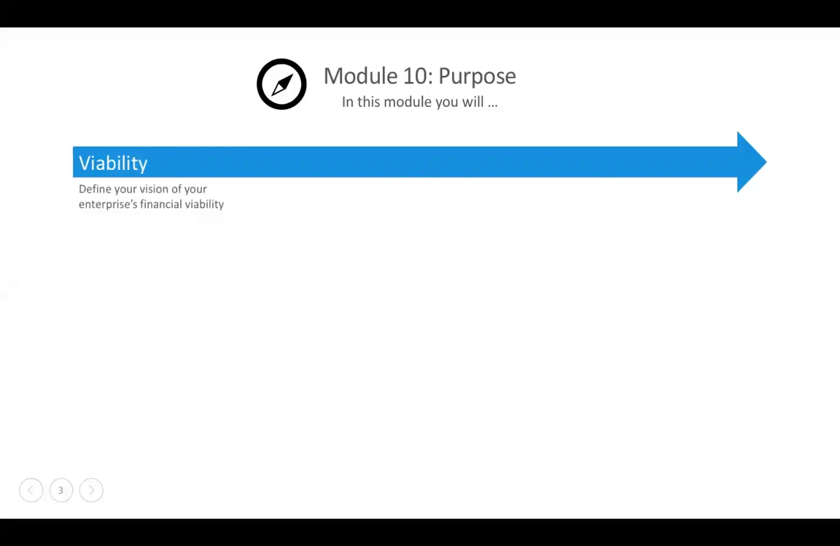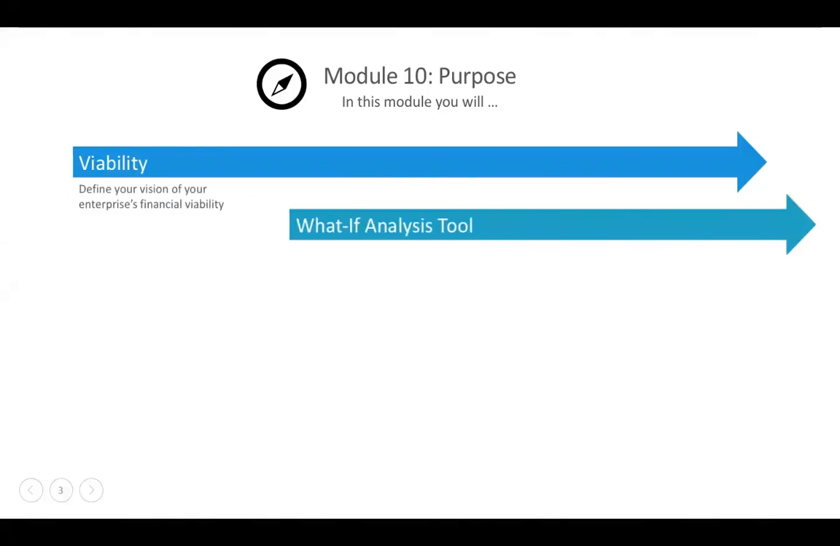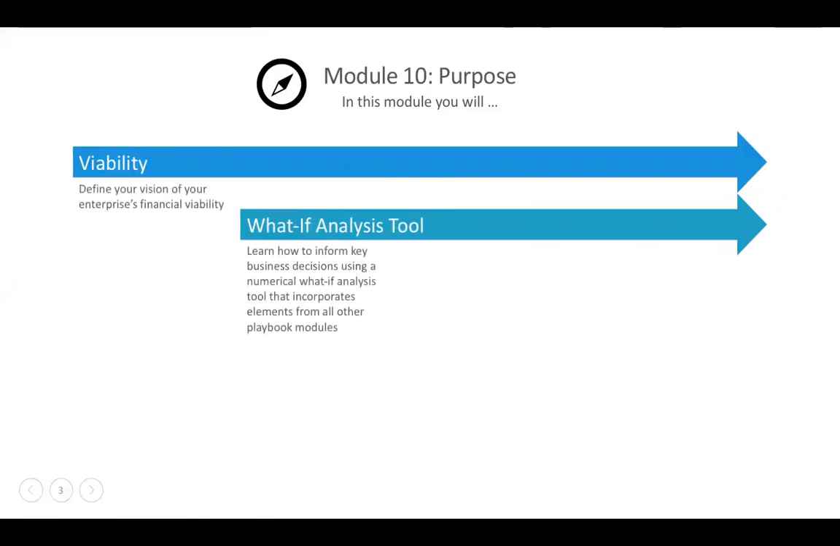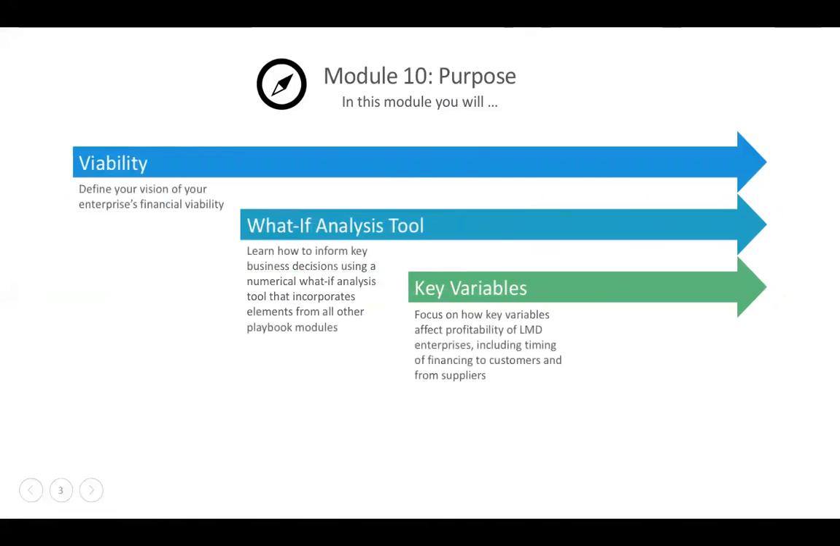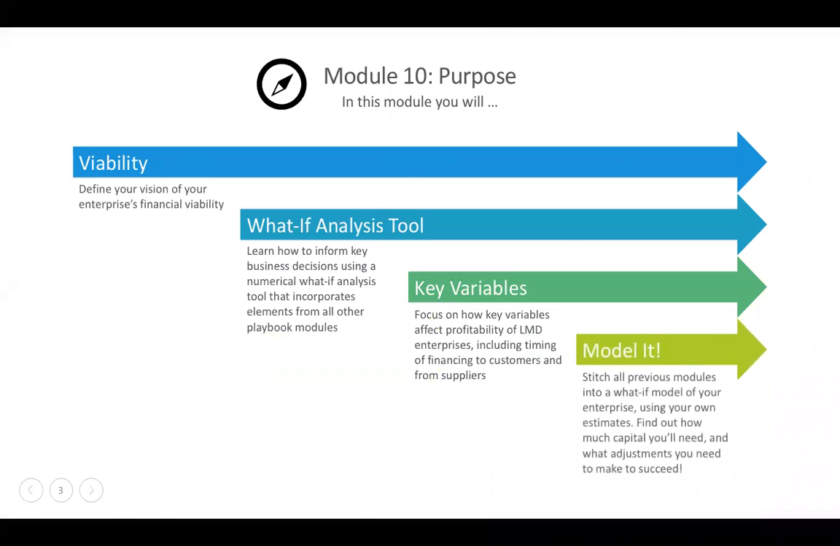In this module, you will define your vision of your enterprise's financial viability, learn how to inform key business decisions using a numerical what-if analysis tool that incorporates elements from all other playbook modules. You'll focus on how key variables affect profitability of LMD enterprises, including timing of financing to customers and from suppliers. And lastly, stitch all previous modules into a what-if model of your enterprise using your own estimates. Find out how much capital you'll need and what adjustments you need to make to succeed.